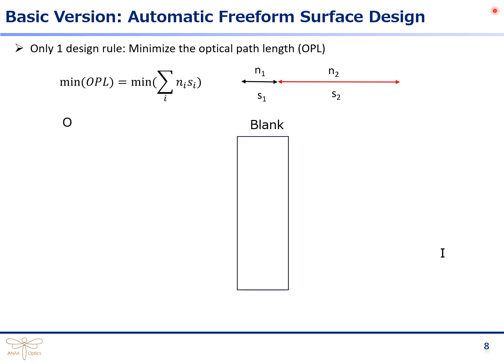Here I will briefly explain how the automated construction of freeform surfaces in Hyperion takes place. Remember, there is only one design rule: minimize the optical path length. Here we have an object point and an image point, which is our target. In between, we start with a guess as an optical blank, just a glass window. First, send a ray to the blank and intersect the first surface.